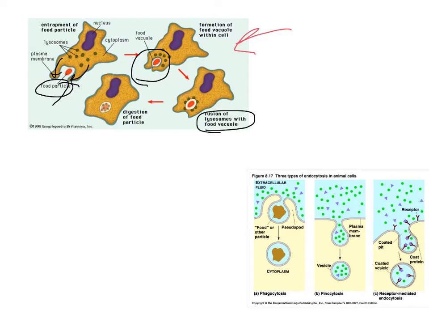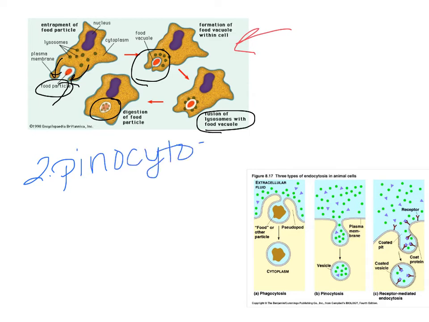There's lysosomes then that attach to the vacuole. Remember, lysosomes digest things, and so it's going to digest or break that food down so it can use the nutrients from that food. The other type of endocytosis is what's called pinocytosis. You can see that in your middle picture down at the bottom. This one right here is pinocytosis.